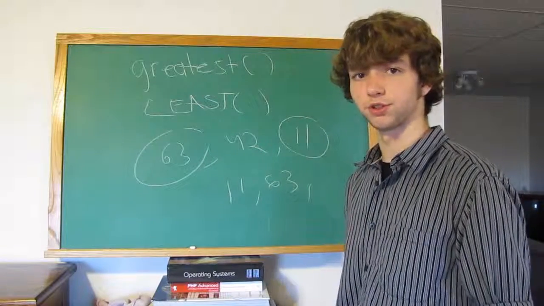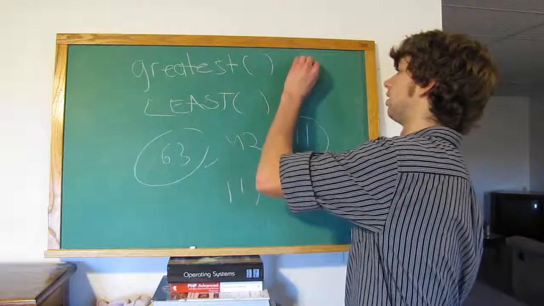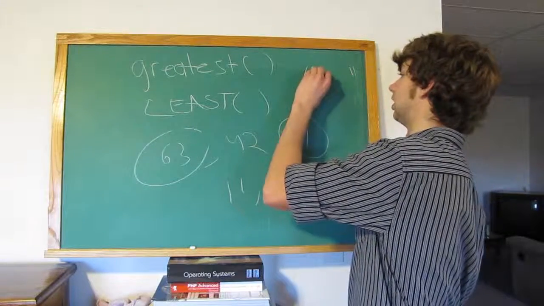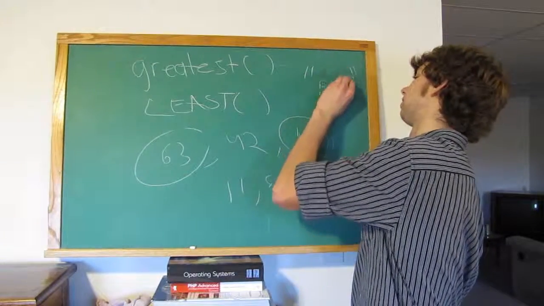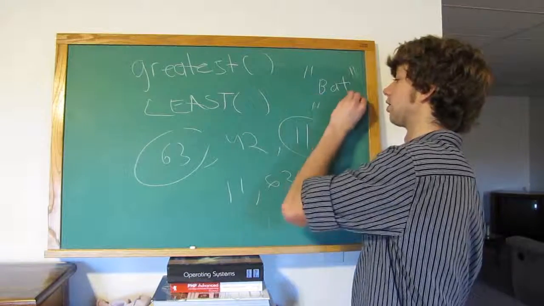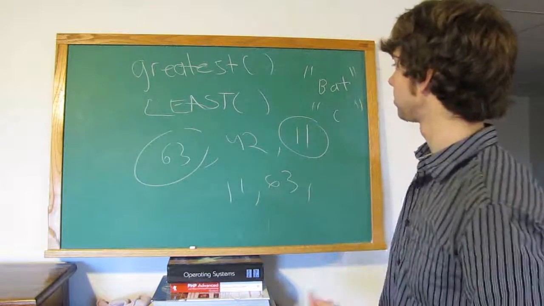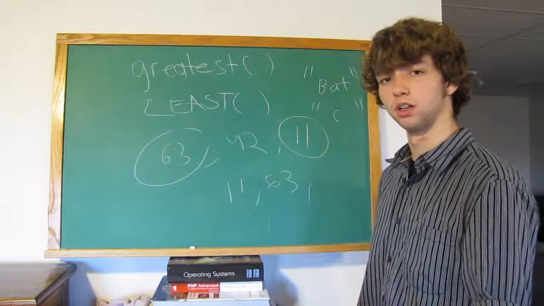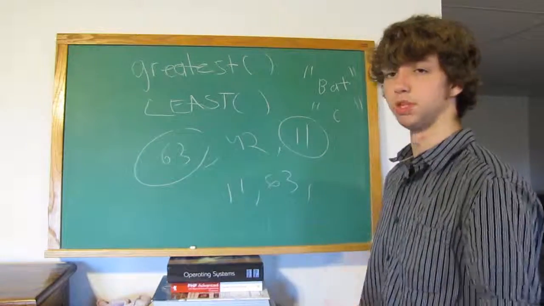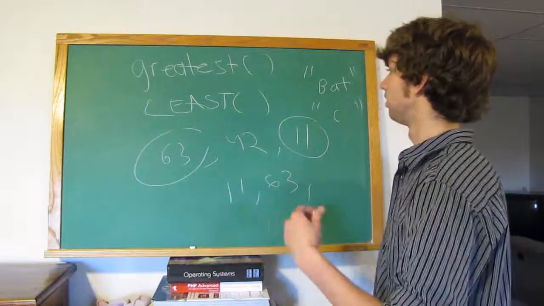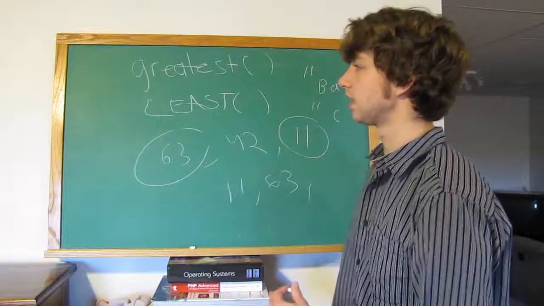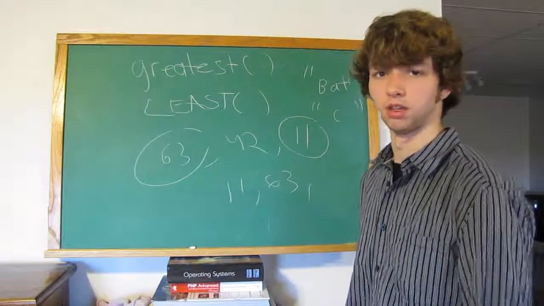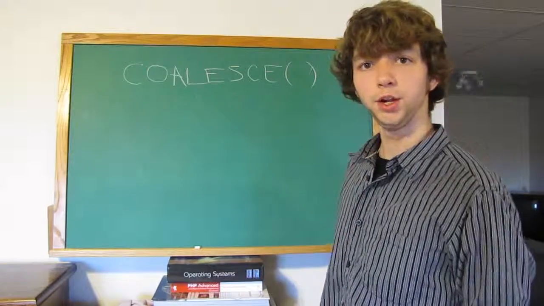You can also use this for string values, such as if we have the string bat, and then we have the letter C. It's going to put this one first, I think, because B comes before C. So we can use these for strings, and it just depends on the letters within the string and how they compare them.